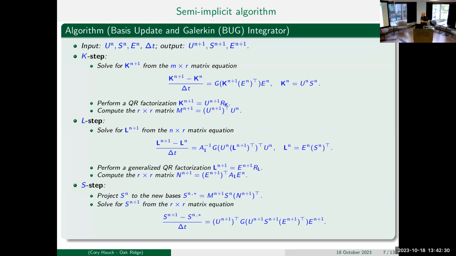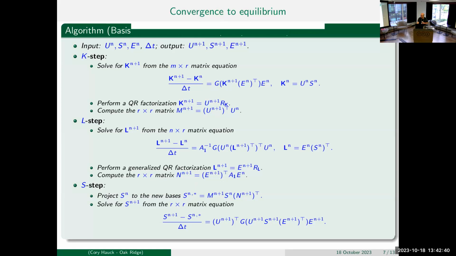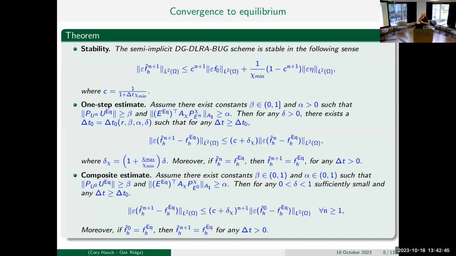So the question here is, does this work? Do I get back to the equilibrium? We have this nice equilibrium convergence property, and that's what we would like to show. So that's the basic question. Here are the things that you can do. You can show stability. The semi-implicit DG dynamic low rank algorithm is stable in the following sense. This is exactly the same result that we had before for the regular DG. This is nice, and not too hard to show.